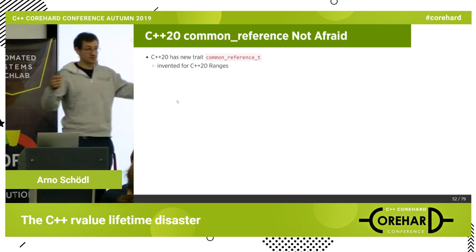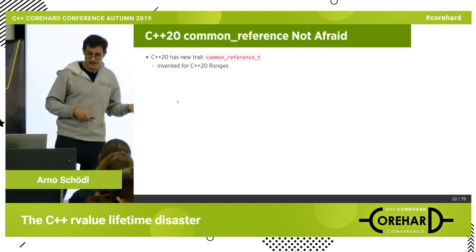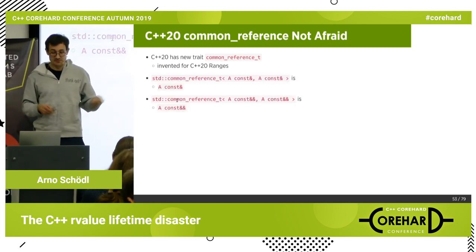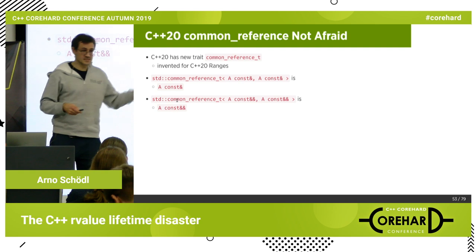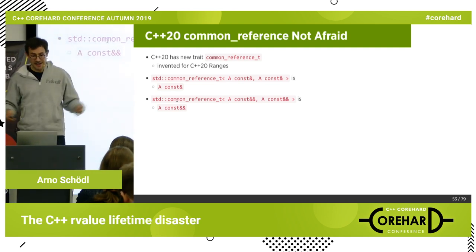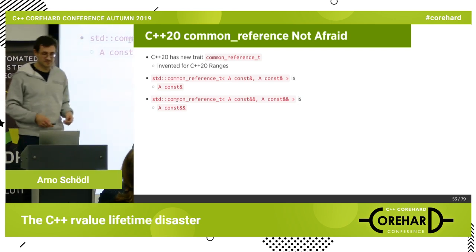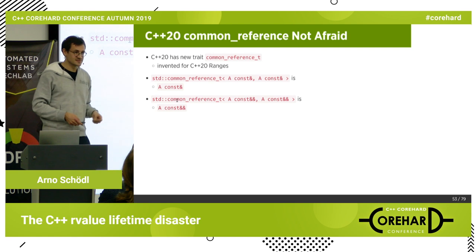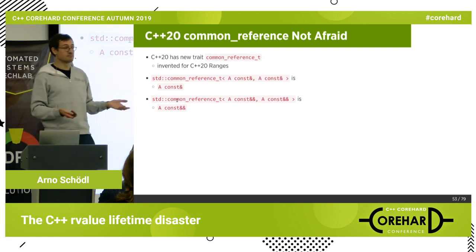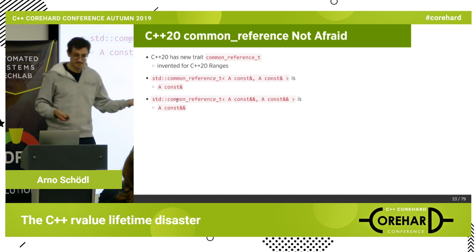And each of these iterators has a different return type. So it is perfectly feasible that one returns a const ref and the other one an R value reference. So again, we play our game. So a const ref and a const ref. What is it? It's a const ref. Const R value reference to const R value reference, what's that? That's a const R value reference, just like what we had before with the ternary operator.